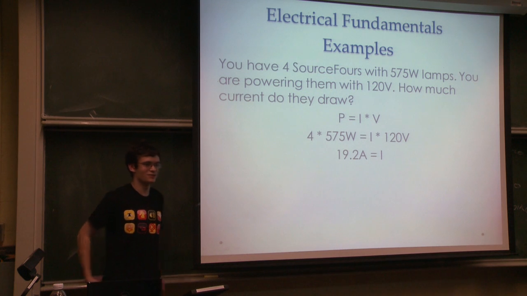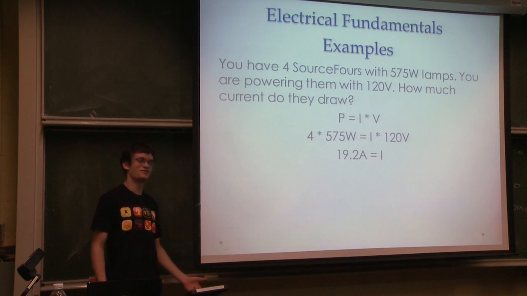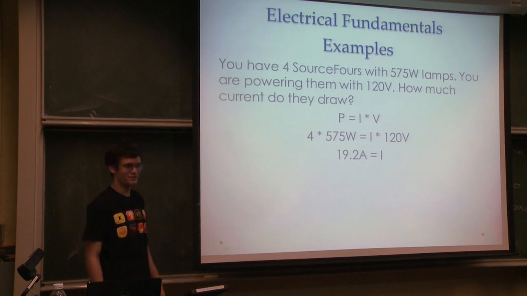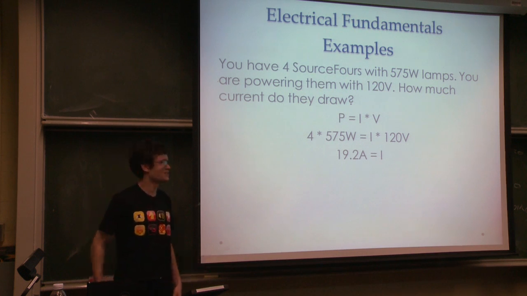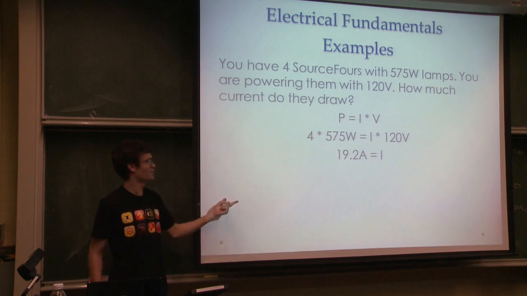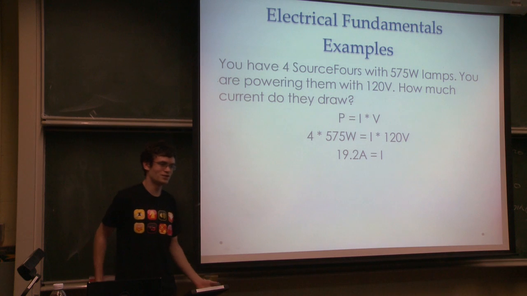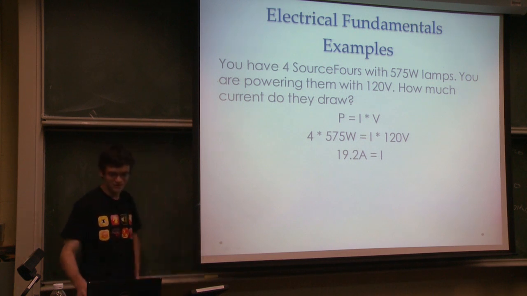So here's an example to prove that these variables actually make sense. We have 4 Source 4s. Each of them has a 575 watt lamp in them. We want to plug them all into one circuit. How much current will we draw to make sure it is safe? So we have our basic equation, P equals IV. 4 times 575 watts equals current times voltage. The wall voltage is 120 volts, and you get a total of approximately 19.2 amps for the 4 Source 4s. Simple math, hopefully.